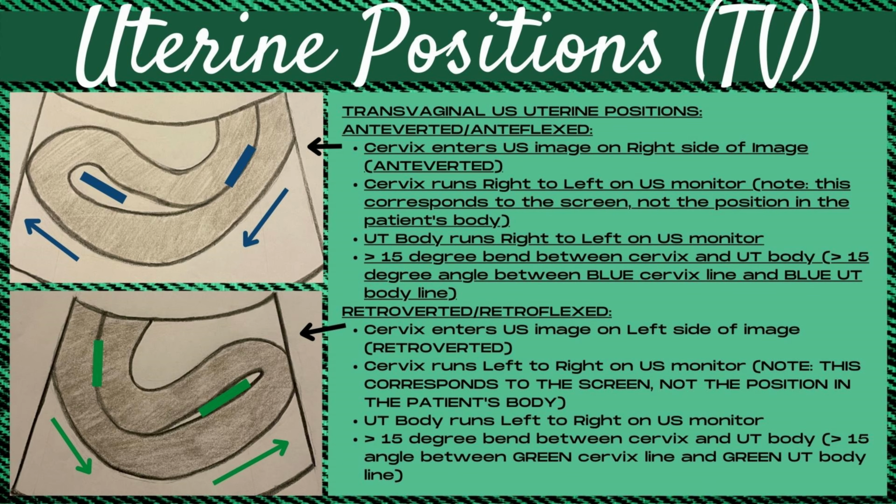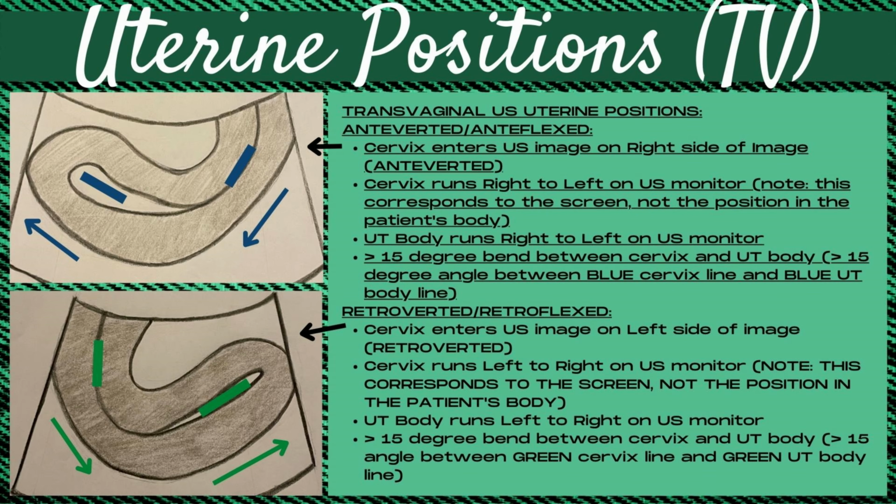The next uterine position is retroverted and retroflexed, and this is demonstrated in the bottom image. The cervix enters the ultrasound image on the left side of the image, meaning it's retroverted, and the cervix runs from left to right on the ultrasound monitor. And note that this corresponds to the screen itself, not the position in the patient's body. The uterus body also runs from left to right on the ultrasound monitor.